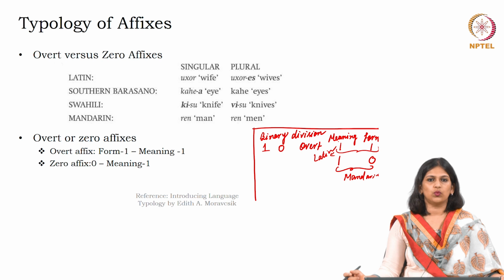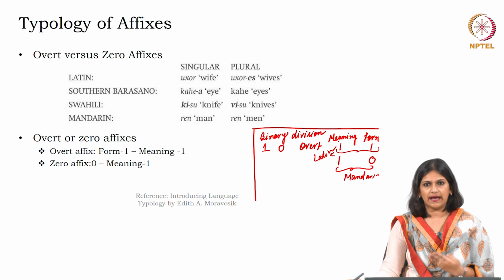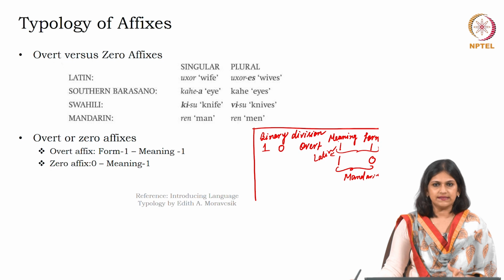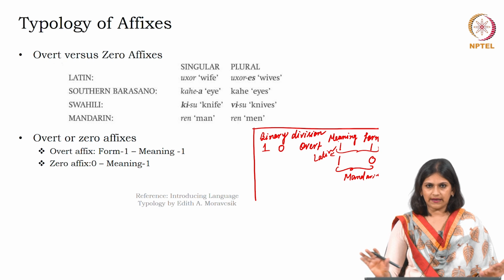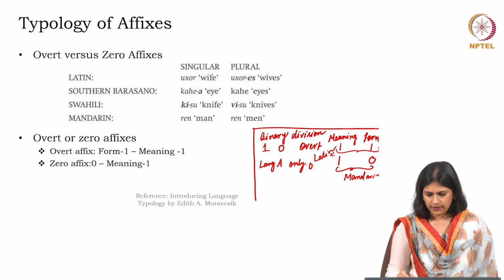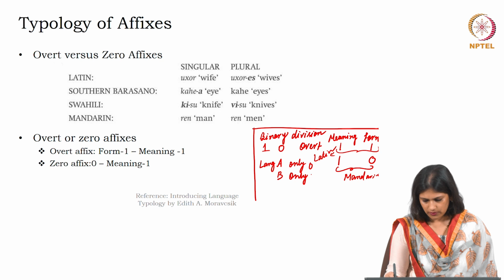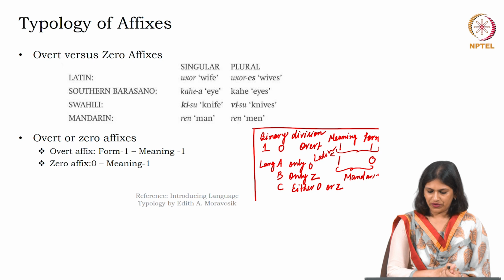Now my question for you would be, can you think about your own language and how pluralization works? Do you think you have overt affixes or zero affixes? Or are there certain instances where the plural affix is overt and certain instances where it is zero? So there are three different types that we can have. Let's say language A would have only overt, language B will have only zero, I'll write Z. Language C could be either O or Z. So these are the three possible types which emerge when we are thinking about morphological typology.